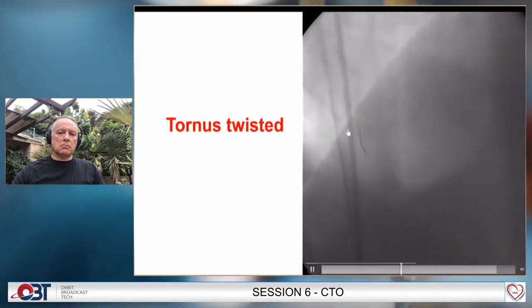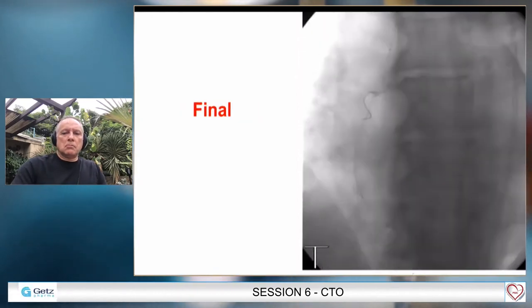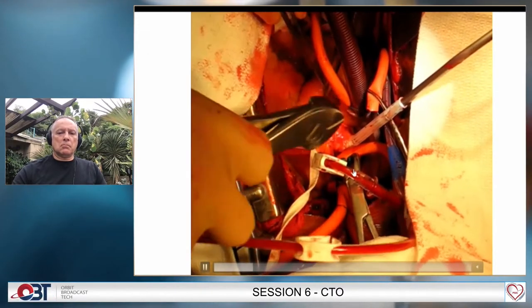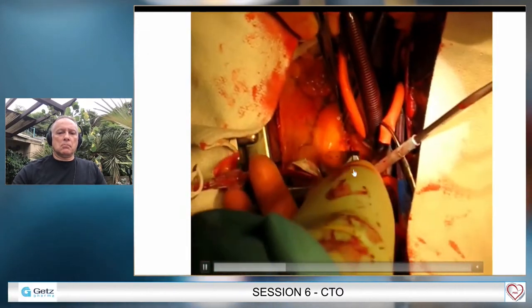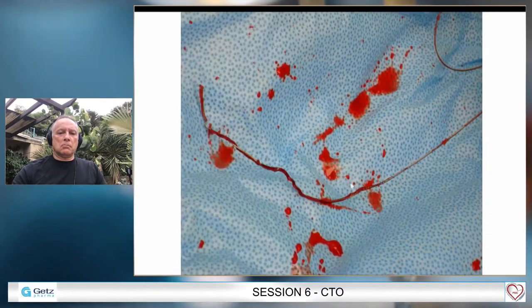Then we ended up using the Tornus catheter, which got twisted. It got stuck in the coronary vessel, and we could not get it out. So the patient ended up going to surgery to remove the Tornus catheter. This is obviously something unfortunate, but it is what it is. This is the catheter coming out.